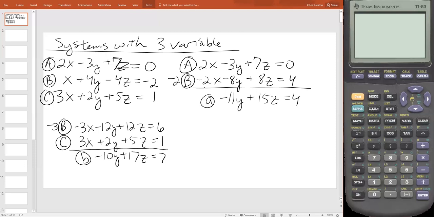And now what I want to do is put little a together with little b and get rid of a letter. So as they're written right now, they're not going to get rid of anything. I'm going to have to change them. And it looks like I'm probably going to want to change both of them.